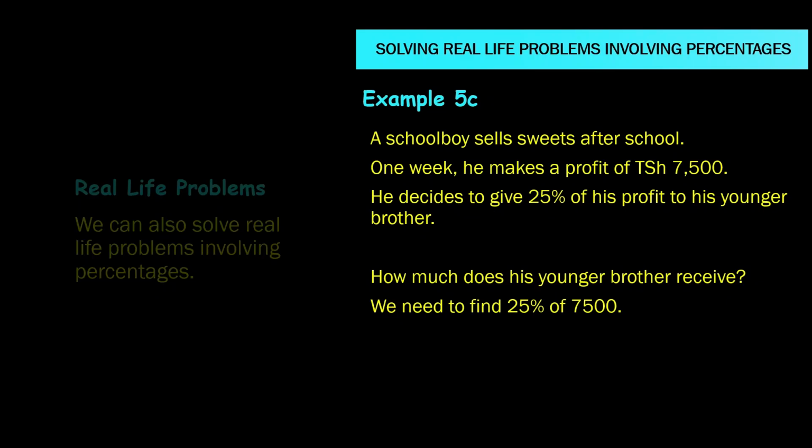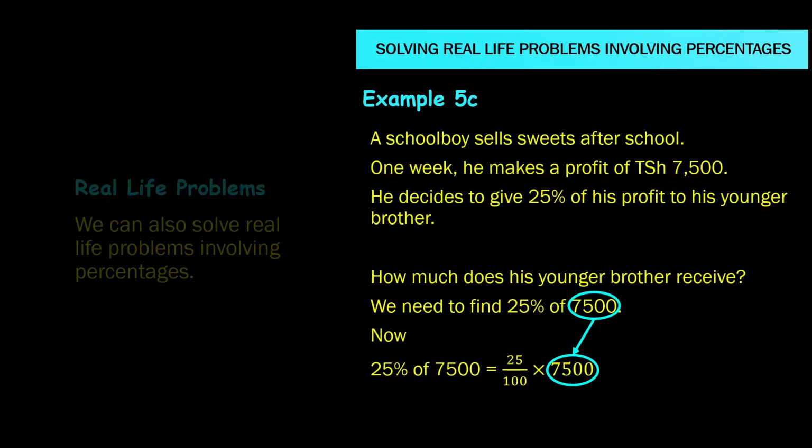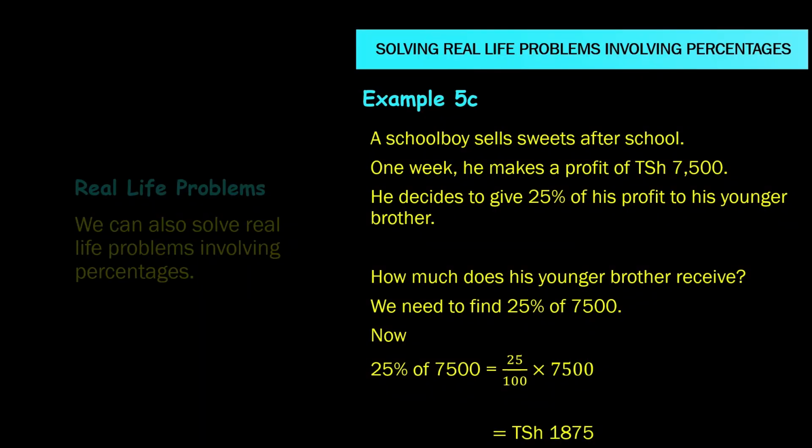We need to find 25% of 7,500. Now, 25% of 7,500 equals 25 over 100, which represents the 25% part, of, which is represented by the multiplication sign, and then 7,500 stays as it is. So when we multiply this all out, we obtain 1,875 shillings.